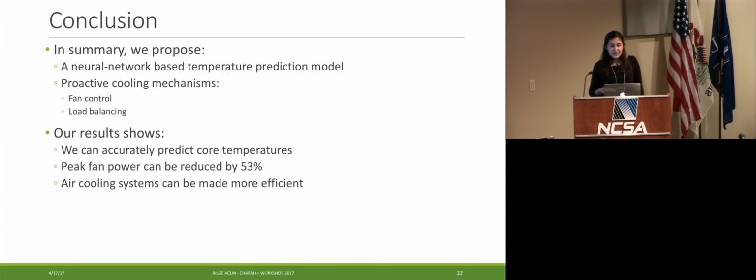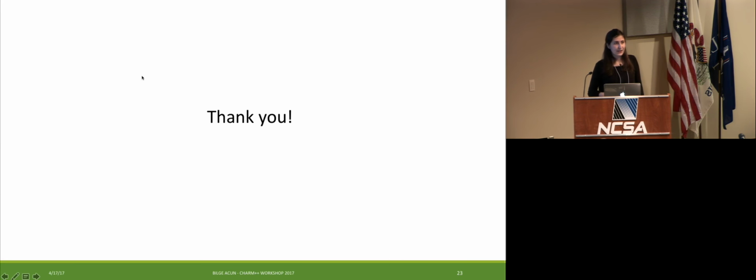So in summary, we proposed a neural network-based temperature prediction model, and I showed some proactive cooling mechanisms, such as fan control and load balancing, that we can do using this model. And our results show that we can accurately predict core temperatures, and we can reduce the peak fan power by 53% on average. And this way, air cooling systems can be made much more efficient. Thank you. Questions?